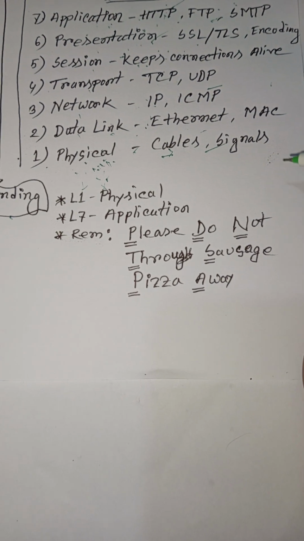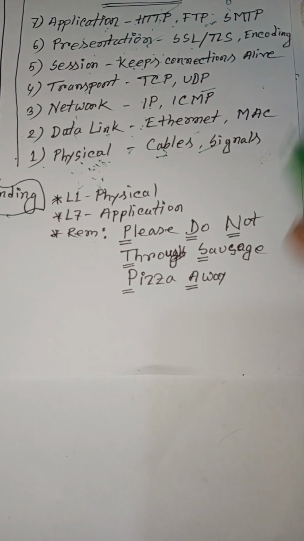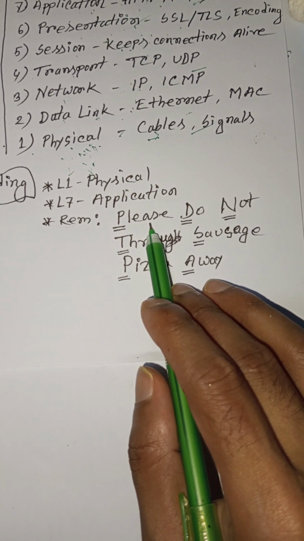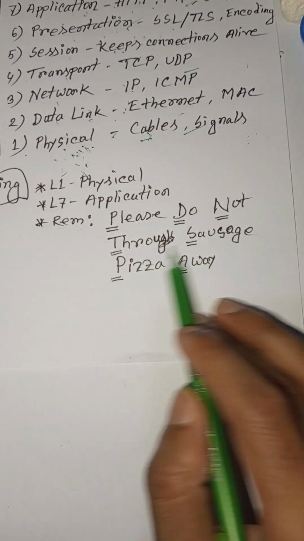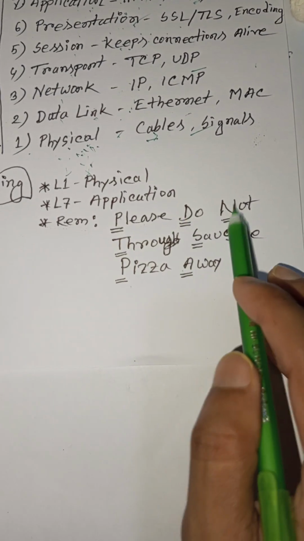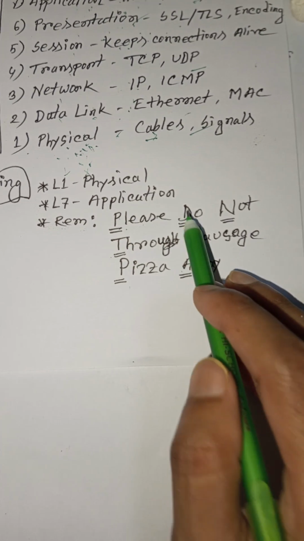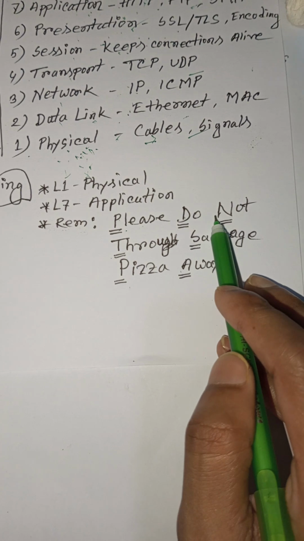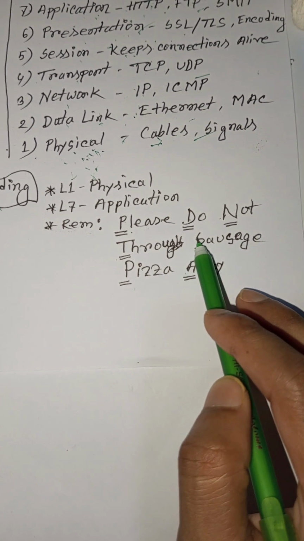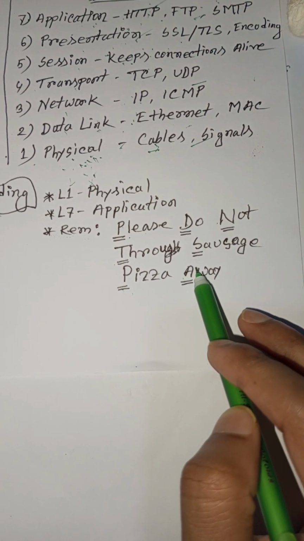Oh, another thing. If you want to remember the 7 layers sequentially, you can remember a sentence: Please do not throw sausage pizza away. Just remember the first letter of each word: please, that is the physical layer, D, data link, N, network, throw, that is for transport, sausage, session, pizza is for presentation, away is for application.